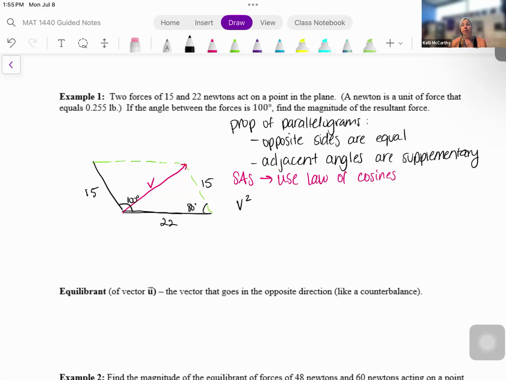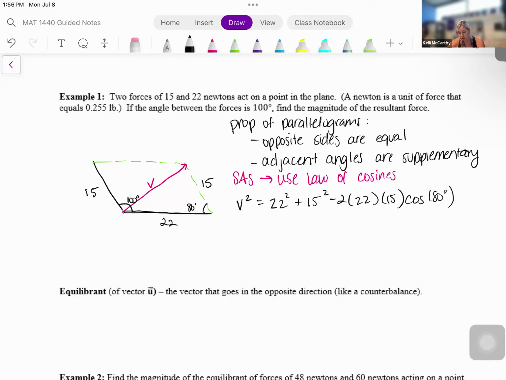So we're going to use the version of our law of cosines that solves for a side length. So our vector squared, and V is just representing the magnitude of that vector, is equal to the sum of my other two sides, both being squared, minus 2 times the product of those two sides times cosine of that opposite angle from the vector we're looking for. So in this case, 80 degrees.